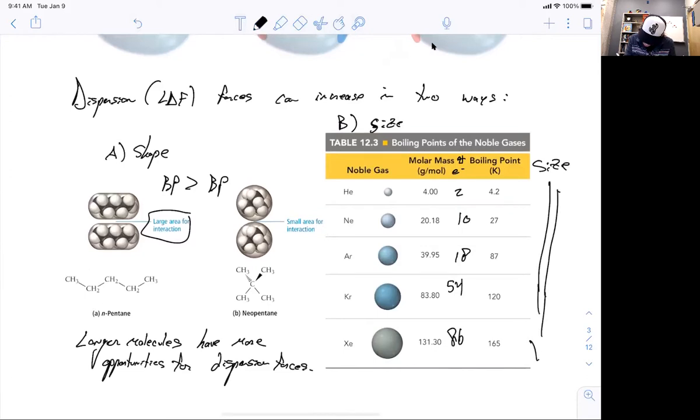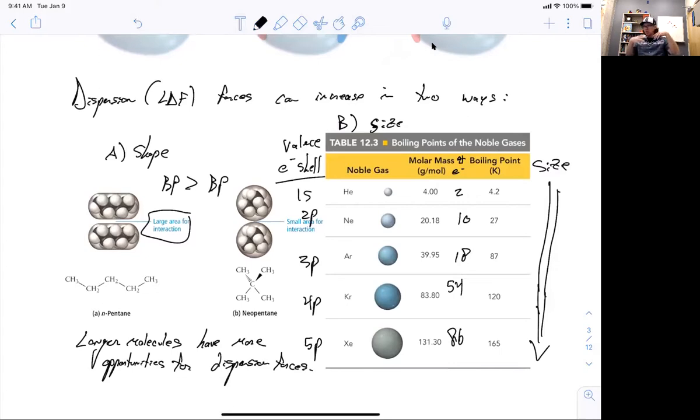We know that those last electrons are in what we'll call the valence electron shell. We know that in helium, that's just a 1s, in neon it's 2p, argon 3p, krypton 4p, xenon 5p. And each time you go up a number in electron orbitals, the size of it increases. So that's what they're showing here. They don't have the number on it, but the radius or the diameter or the size of the atom is increasing. And that's going to make the dispersion forces a lot stronger.